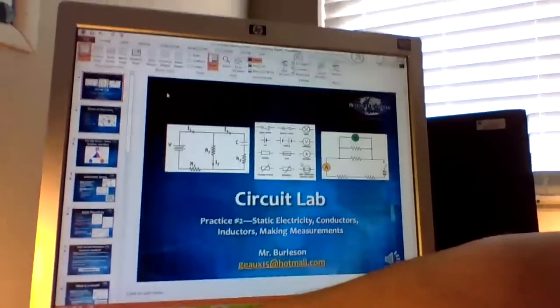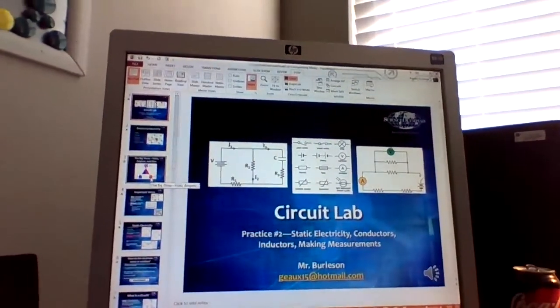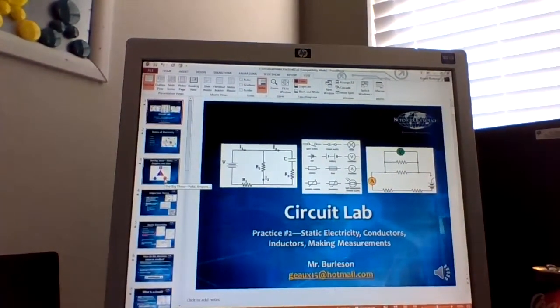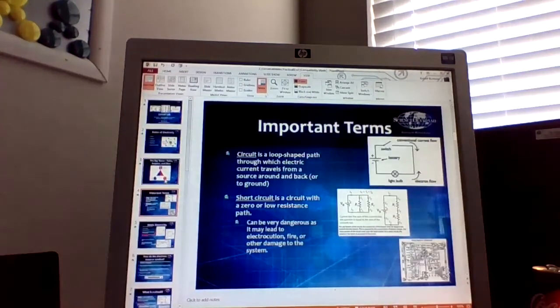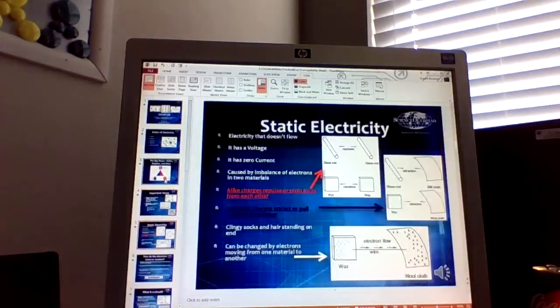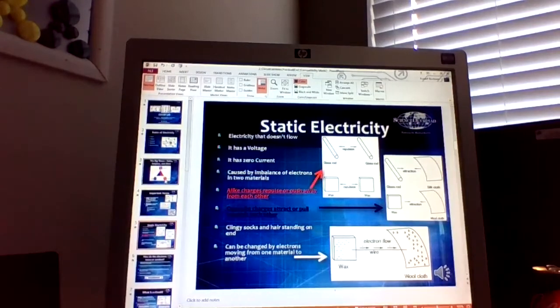So if we look through the slides that we had before, you'll notice that we mainly talked about the basics of electronics, the important terms. We talked about how a circuit is always in a loop. We talked about static electricity and how its electricity doesn't flow, and how certain types of materials, like let's say wax, usually has an excess number of electrons, and things like wool cloth usually has an excess number of holes.